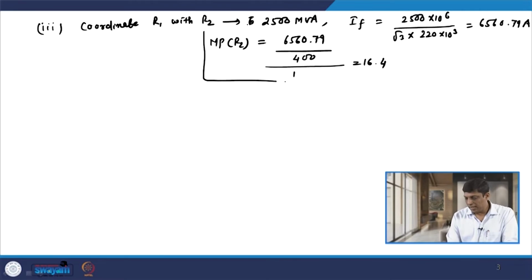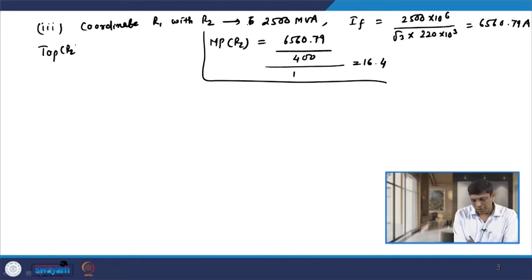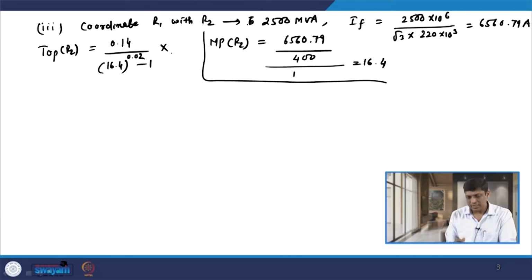If I utilize this value, you can calculate the time of operation of relay R2 at the 2500 fault level MVA, that is 0.14 divided by MP, that is 16.4 raised to 0.02 minus 1, into TDS. The TDS of R2 we have already calculated, that is 0.25. If I solve this, then we have the value 0.61 second.